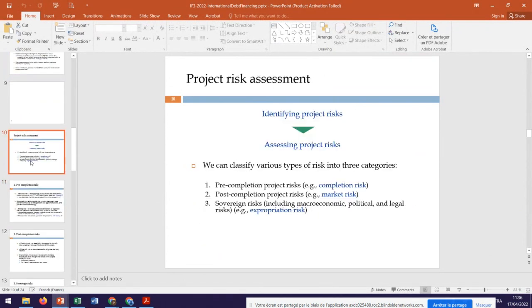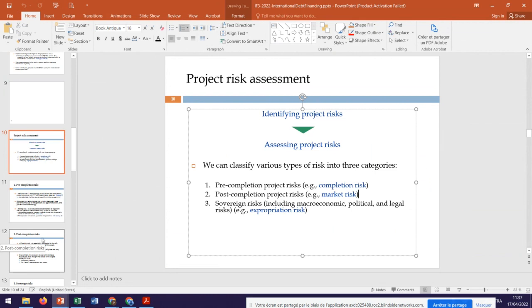Yeah. So we can classify various types of risks into different categories: pre-completion risk, post-completion risk, and sovereign risk, which is the political risk. The completion risk is a very important factor when you have a very big project, when you build an airport or a power plant, the construction risk is important. And then there may be some delay on those and so on and so forth. Market risk, or the oil price in this case, or the price risk can be important.